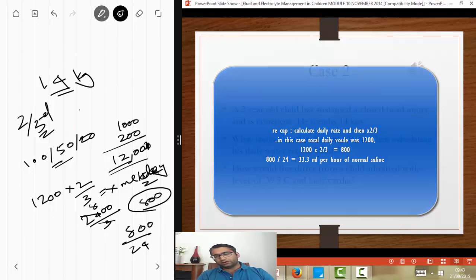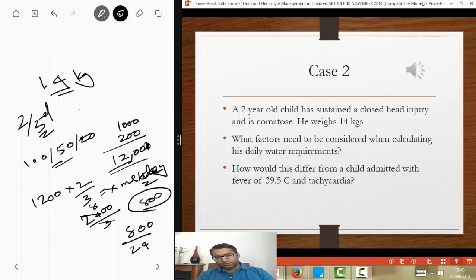So there's another question there. How would you differ this child from a child admitted with fever and tachycardia? Obviously, a child admitted with fever and tachycardia is in warm shock, so they need more fluid, whereas this one needs less fluid. The choice of fluid could be the same in both. You could use half saline with 5% in a child with fever, but definitely not in a child with a closed head injury.